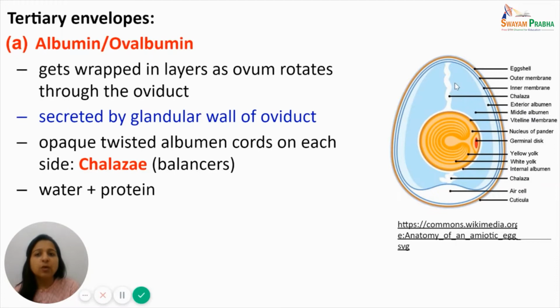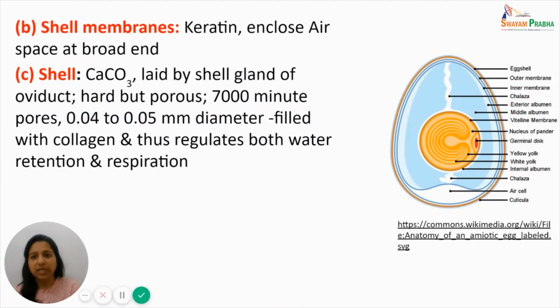There are prominent opaque twisted cords of this albumin on each side of the ovum that we see here, which is known as chalaza. These chalaza actually act as balancers. They help in keeping the developing ovum in the center of the egg. Albumin essentially consists of water and proteins.